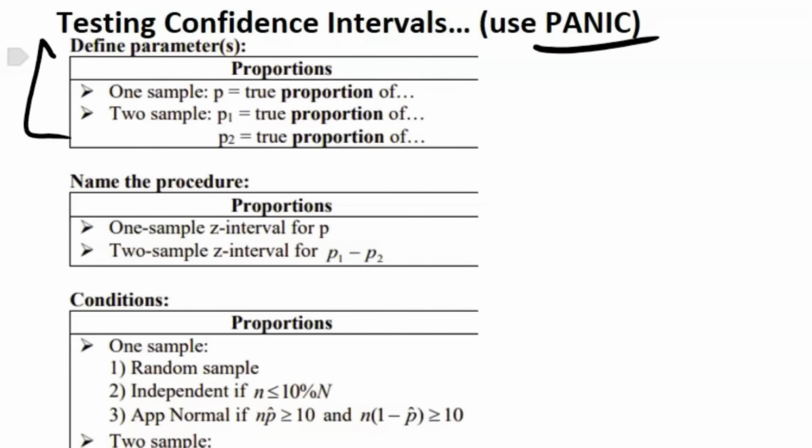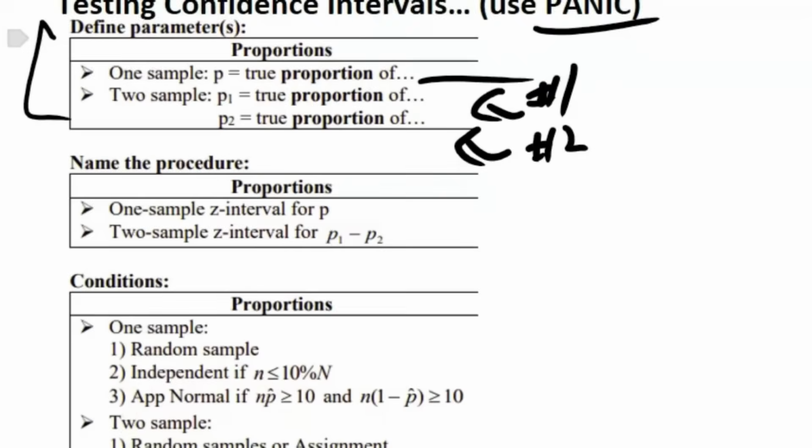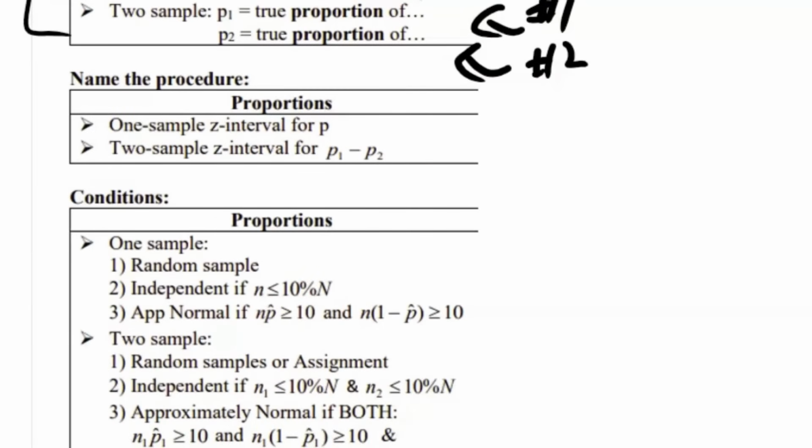So for a parameter, you're basically saying what you're actually doing the interval about, right? So if you have 1 sample, it's just the true proportion of whatever. And if you have 2 samples, then just state the true proportion of whatever for number 1 and number 2. So it's the same thing, except you're doing it for 2. Name of the procedure, pretty simple. If it's 1 sample, you're just doing the z interval for p. If it's 2 sample, it's p1 minus p2, because you're trying to find that difference to see if there is a difference in proportion.